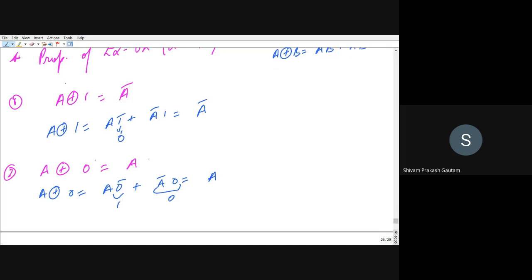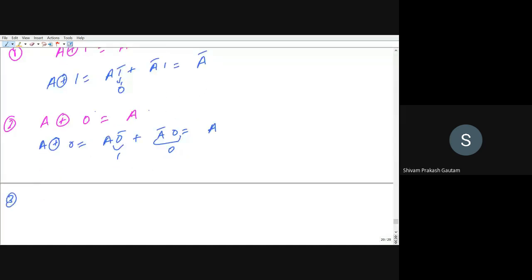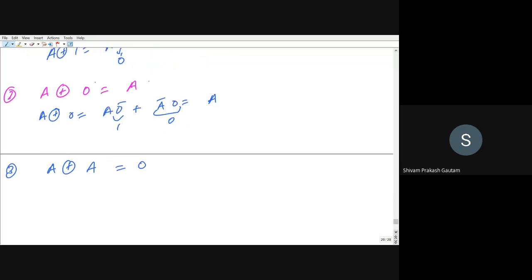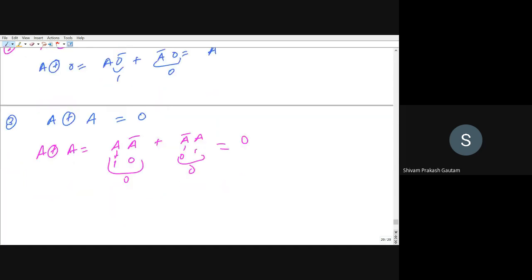Third property, A XOR with A will be equal to 0. Any variable XOR with itself will be 0. So you can prove this. A XOR with A will give you A A bar plus A bar A, right? Suppose A is 1, then A bar will be 0. So you can see here, this quantity as a whole will be 0, and this quantity itself will be 0. So we will be having 0. A XOR with A will give you 0.